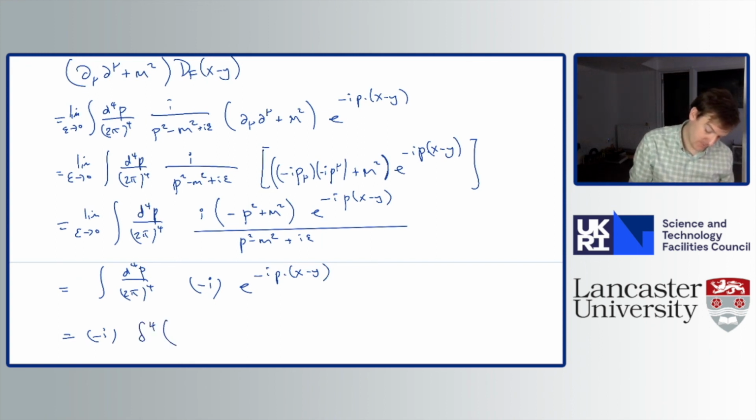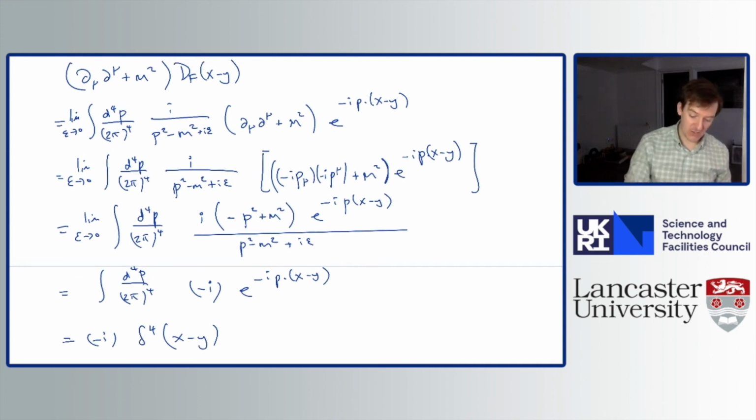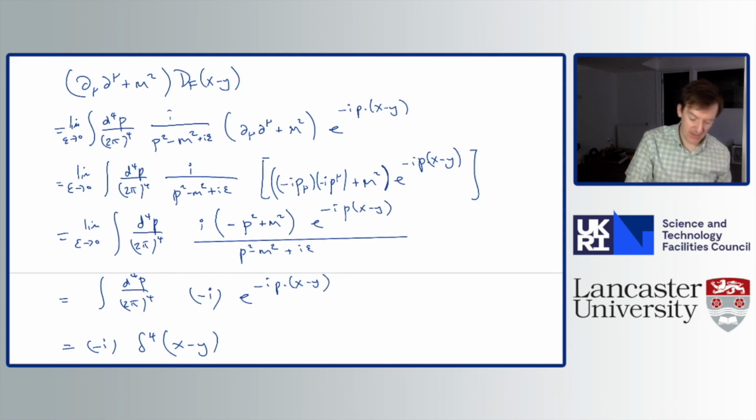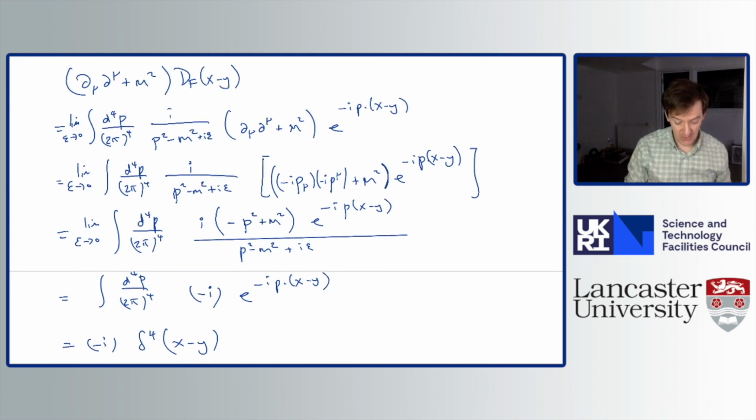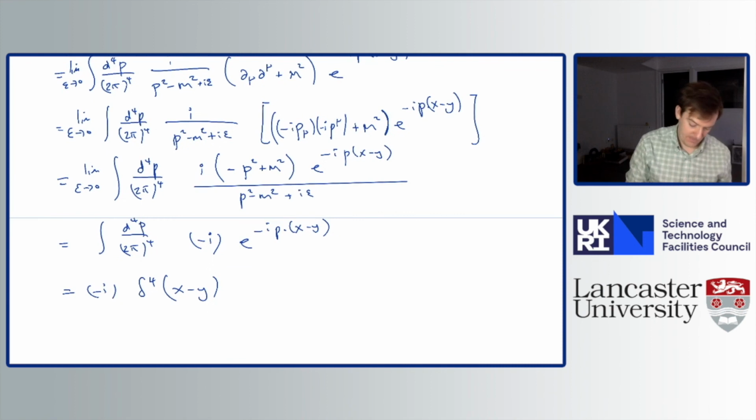Delta 4 of x minus y. Okay, so this is what we mean by a Green's function. By definition, a Green's function is something that when I act with the operator on the Green's function, I get a delta function back. So this is the definition. It satisfies the defining property of a Green's function up to this factor of minus i.